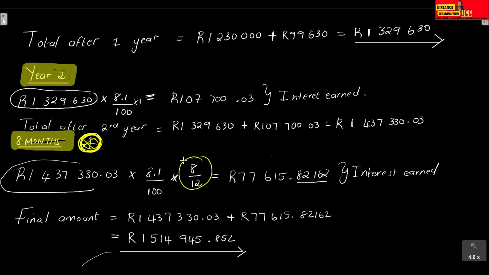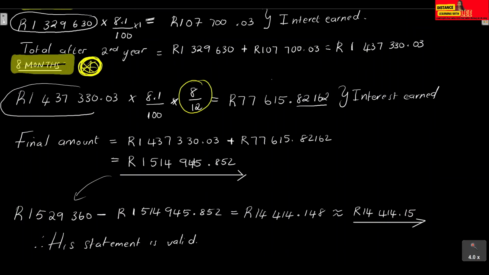Then from there, we could already see that the value that he has from the South African company is lower than what he got when he invested in a foreign company. So all we needed to do is subtract the two from each other, and we got that he actually made 14,414 rand and 15 cents more, which confirms or validates his statement.